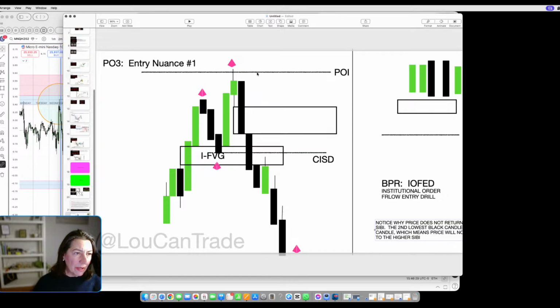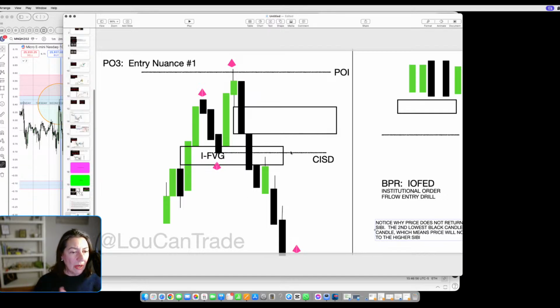Entry nuance number one has all of the confluences that we are looking for. Price hit a point of interest, it has purged or swept liquidity. We get very fast displacement away, and we have a fair value gap that forms, and then a second fair value gap that forms. We also have an inverted fair value gap, we have a breaker block, and for the purposes of this discussion, we have an SMT as well. So everything is lining up.